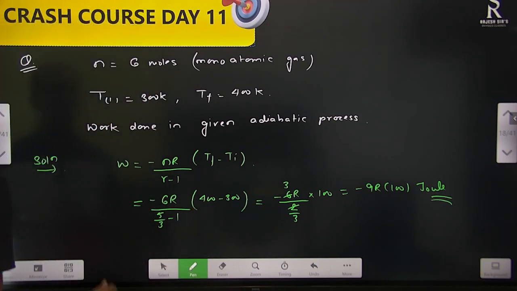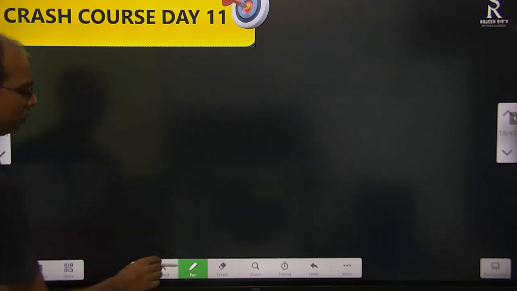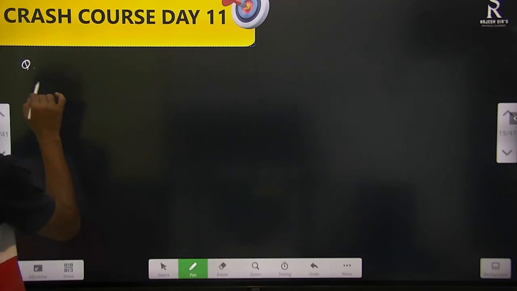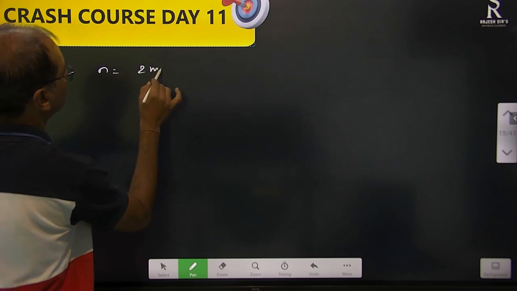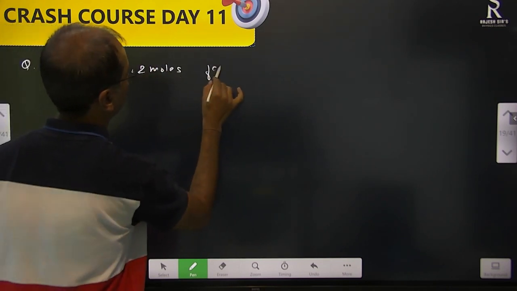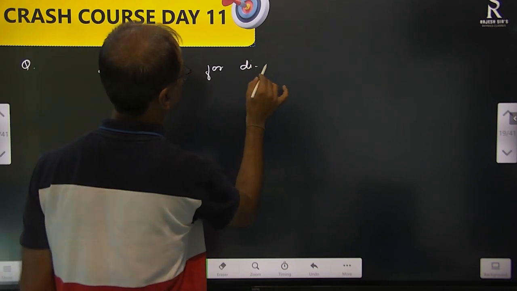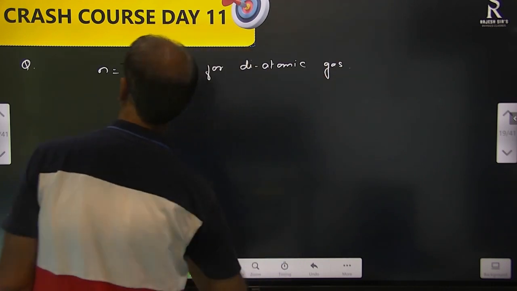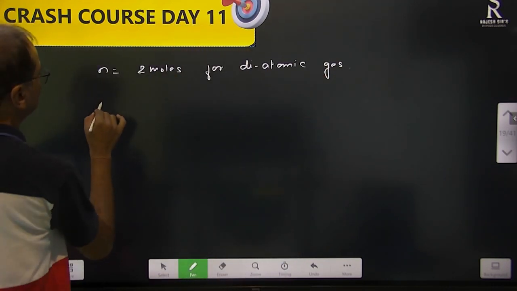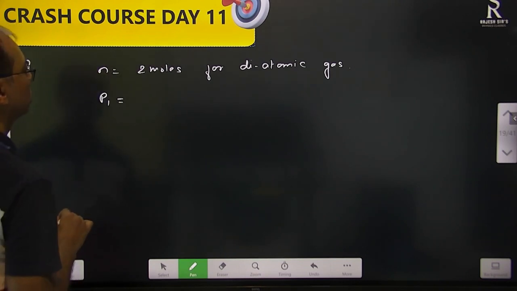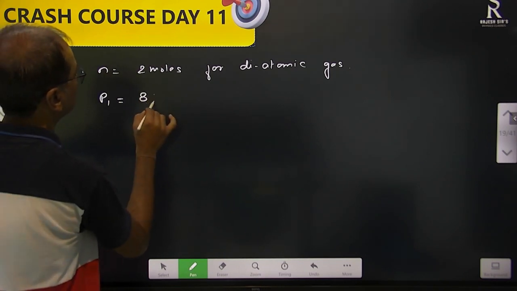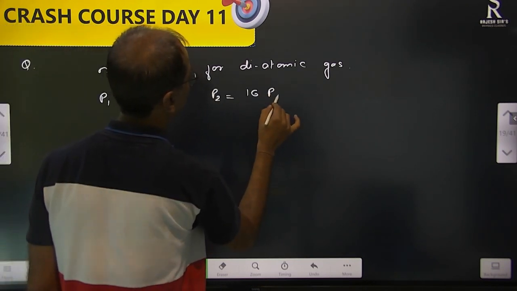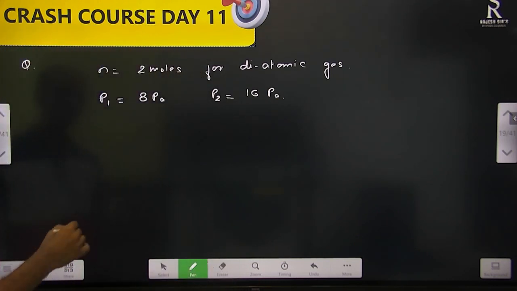One question we will do for isothermal also. Let's check there also positive and negative. So, an isothermal we will do. The question says, let's say n is equal to 2 moles for a diatomic gas. Okay. All right. Initial pressure, let's say is 8 Pascal, and final pressure is 16 Pascal. Find work done.